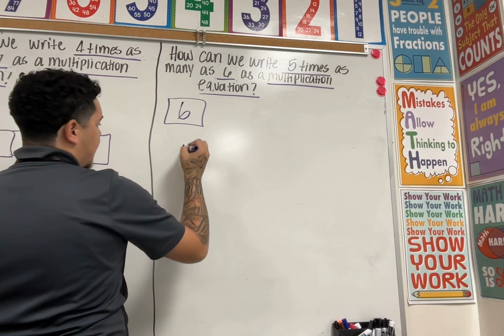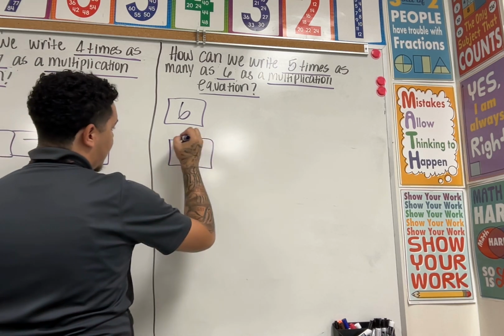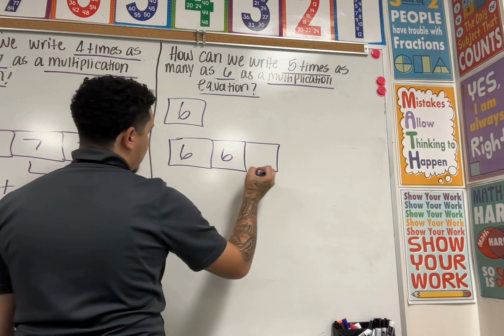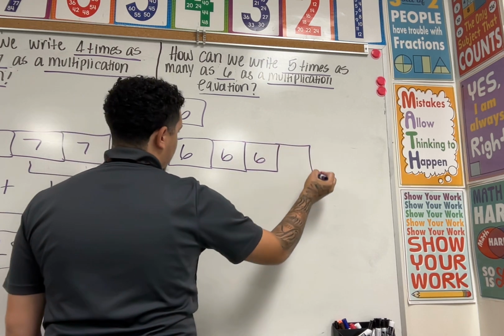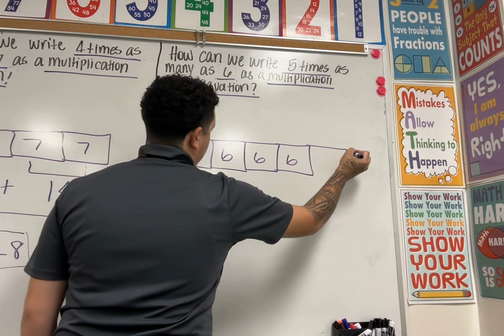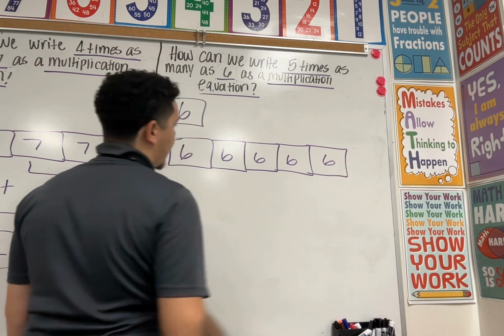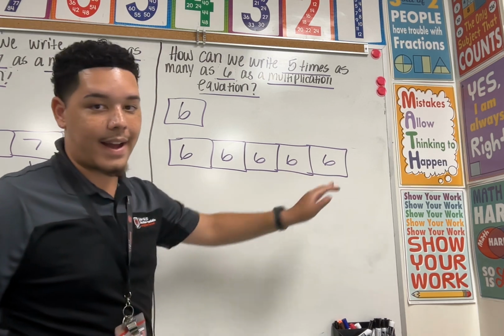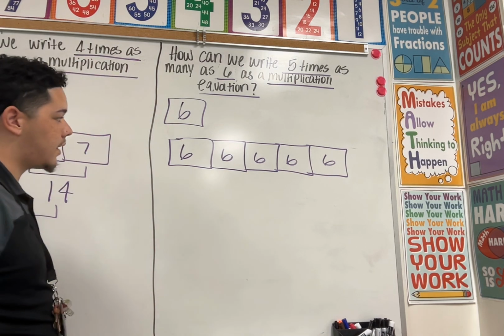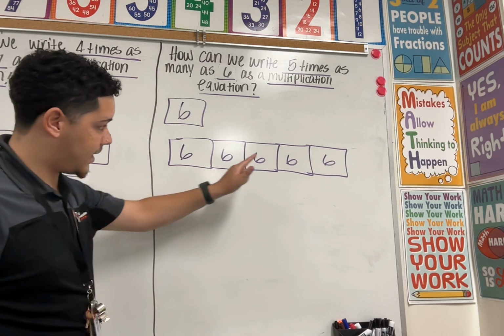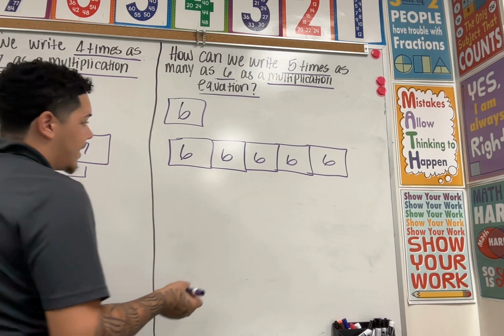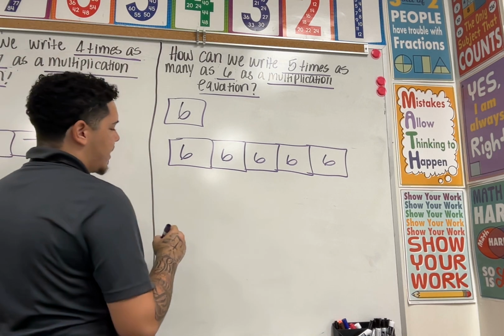So I'm going to do 6. There's one bar. 2, 3, 4, 5. How many groups of bars do we have? 1, 2, 3, 4, 5. We have 5 groups of what? 6. Okay? So I'm going to use repeated addition again to help me understand what my multiplication equation answer would be.